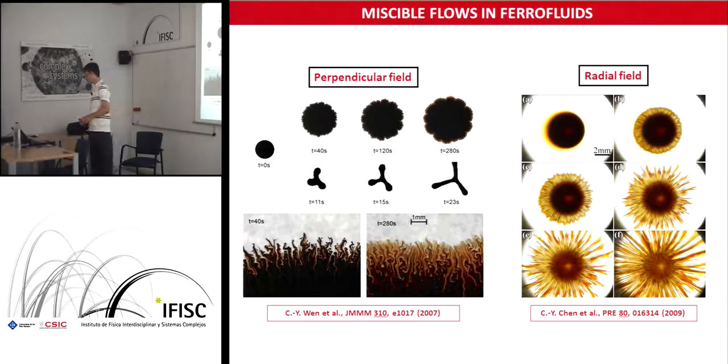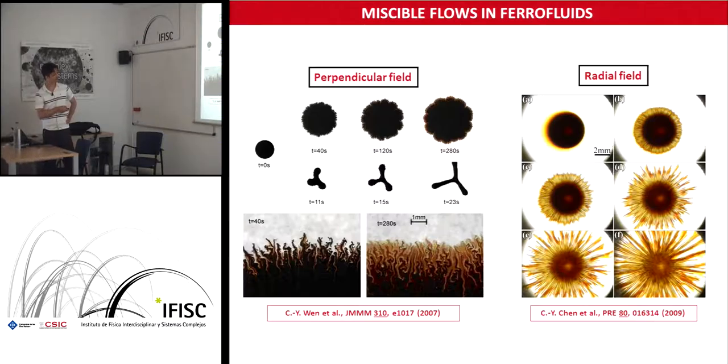Okay, so let me just, I have only two more slides. Comment a little bit on what happens if now the fluids are not immiscible. They are miscible, so they can mix. For instance, you get a ferrofluid, and outside you put the carrier fluid of the ferrofluid. So you put the solvent outside, right? So now there is diffusion of magnetic particles, and also there is flow.